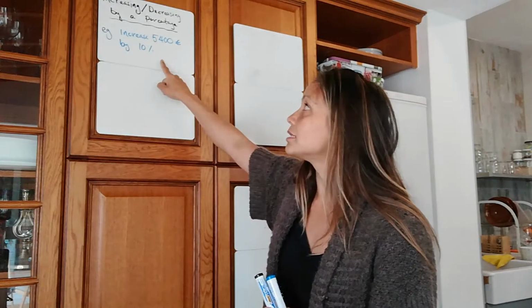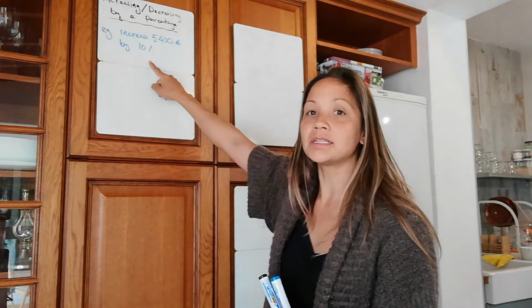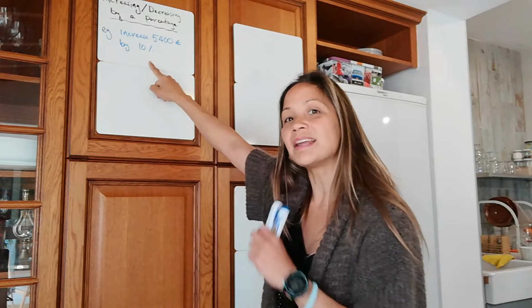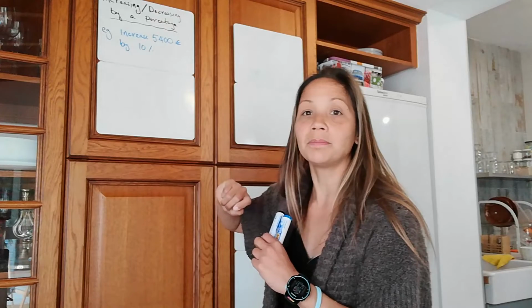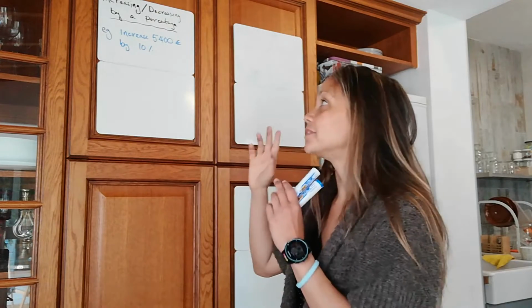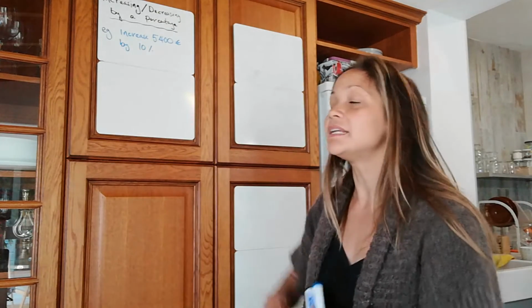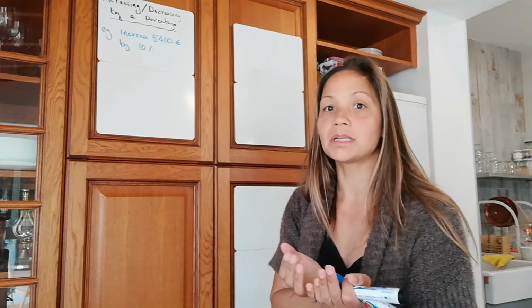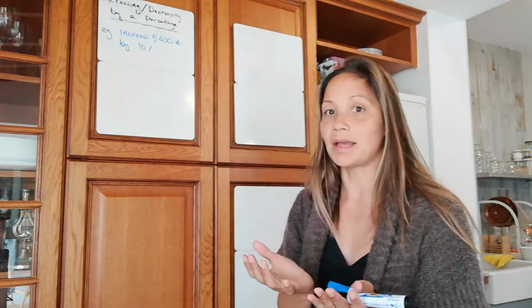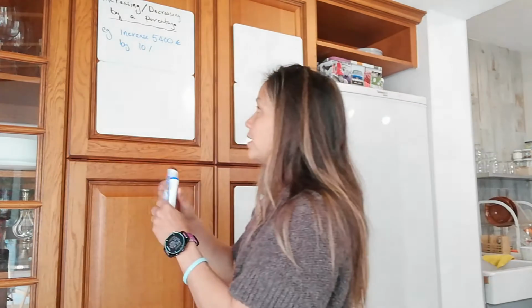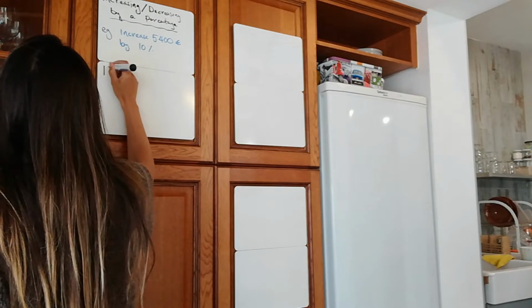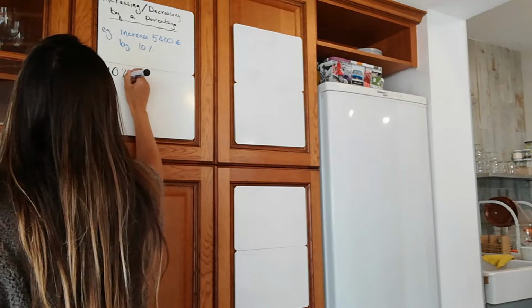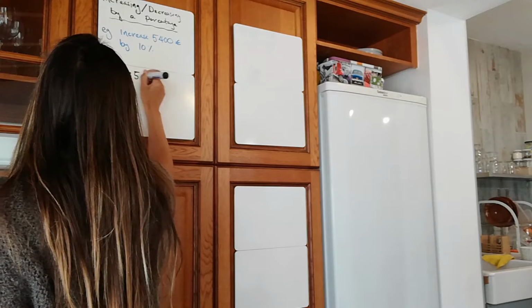So to increase 5,400 by 10%, I'm not going to find 10% and add it on to the 5,400. I'm going to start by saying if it's increasing by 10%, I'm finding 110% of that amount. The original 100% plus the 10% that I'm increasing it by. Okay, so I'm finding 110% of 5,400.